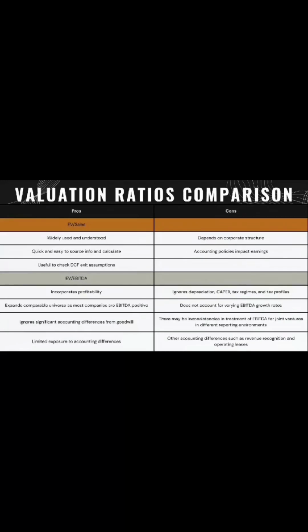For the cons, it ignores depreciation, capex, tax regimes, and tax profiles. It does not account for varying earnings before interest, tax, depreciation, and amortization growth rates. There may be inconsistencies in treatment of earnings before interest, tax, depreciation, and amortization for joint ventures in different reporting environments. Other accounting differences such as revenue recognition and operating leases.